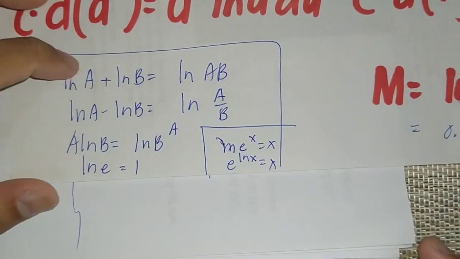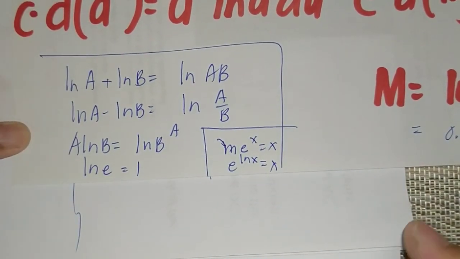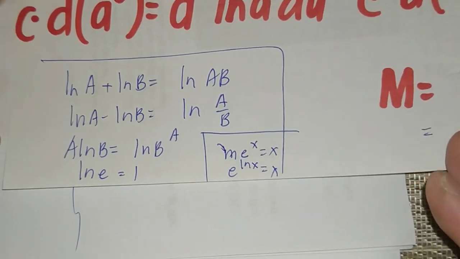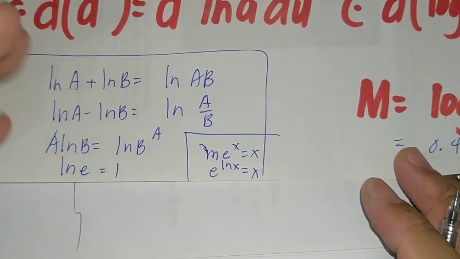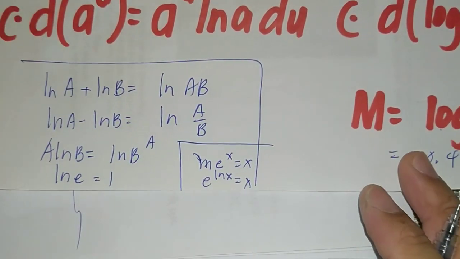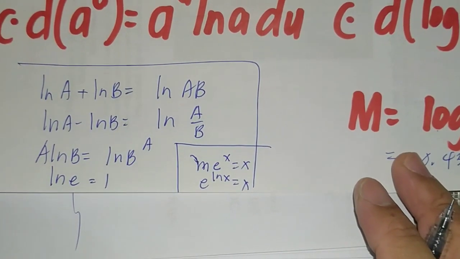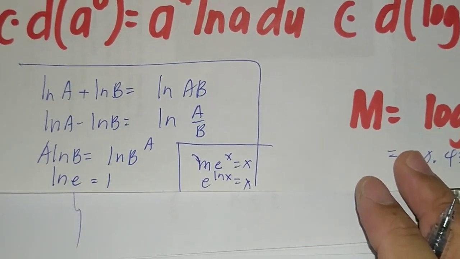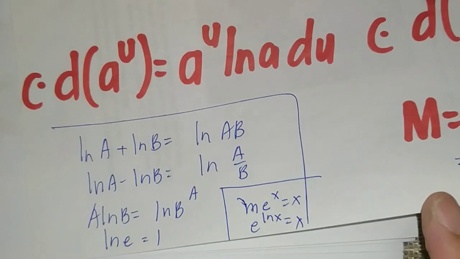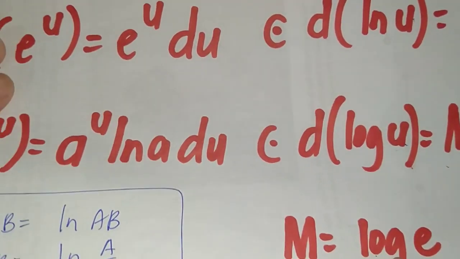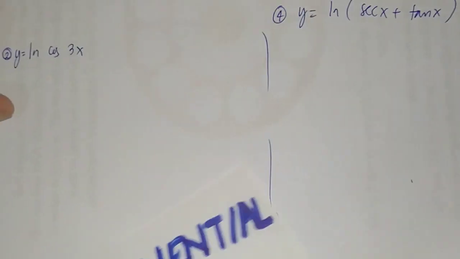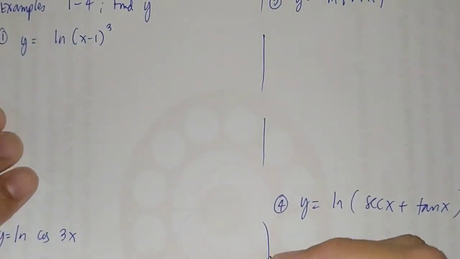So those are the basic logarithmic properties na pwede nating ma-encounter dito or ma-apply prior to differentiation, because it's easy to differentiate, to simplify first the given prior to differentiation. So siguro I can show you the first example, yung without using the properties and with using the properties.